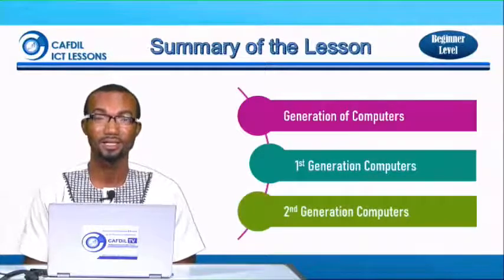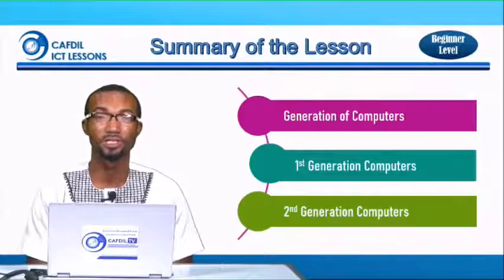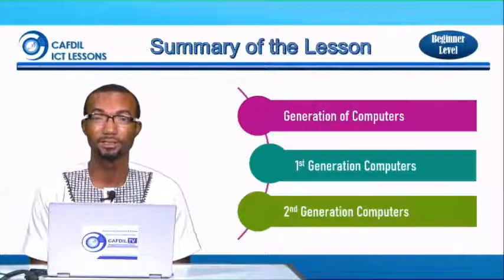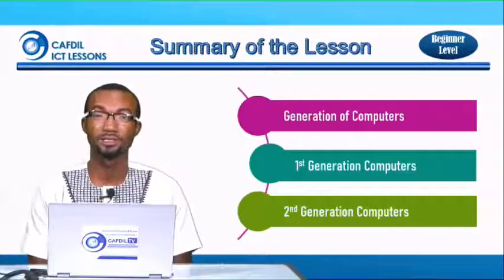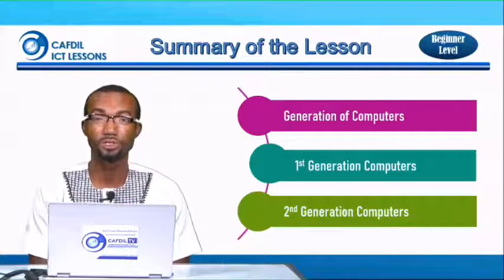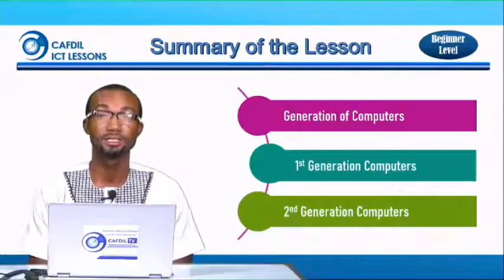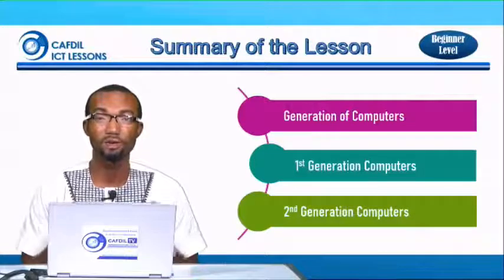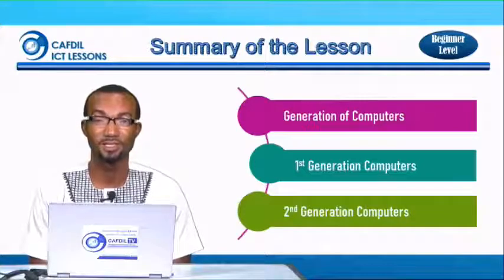We also looked at second generation computers, and they used transistors as their main electronic components. They also used punch cards for input of data, the same as the first generation. And we saw that printers, discs, tapes were all introduced during the second generation. We also saw that the second generation computers, though they still generated heat, were energy efficient. That is, they consumed less electricity. They also became smaller in size as compared to the first generation.